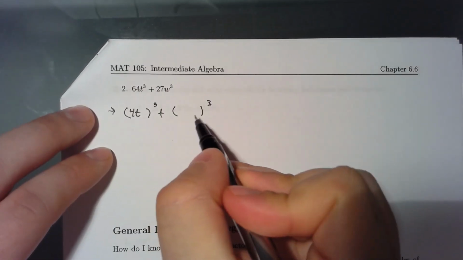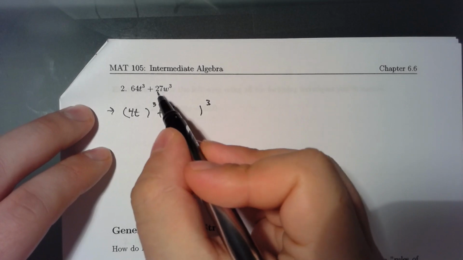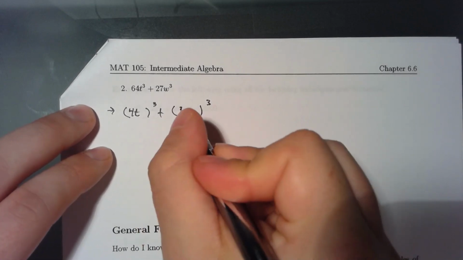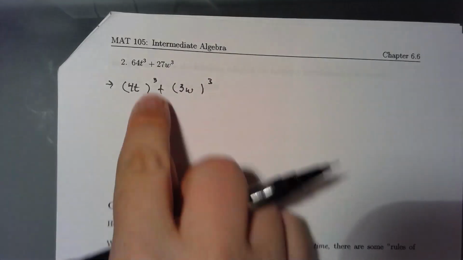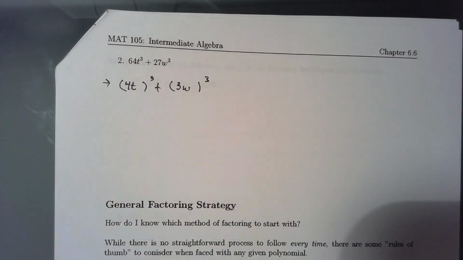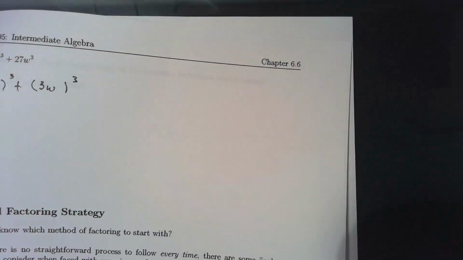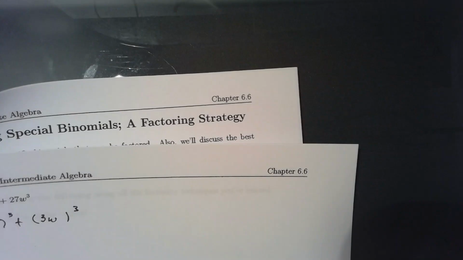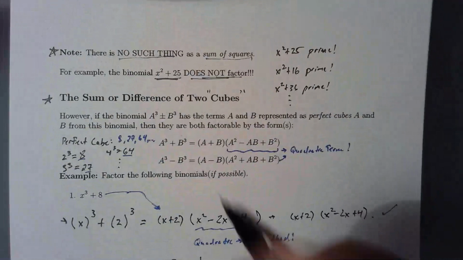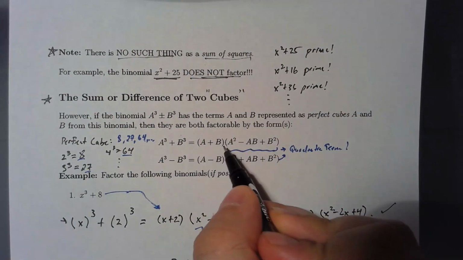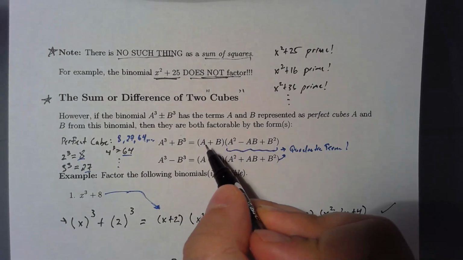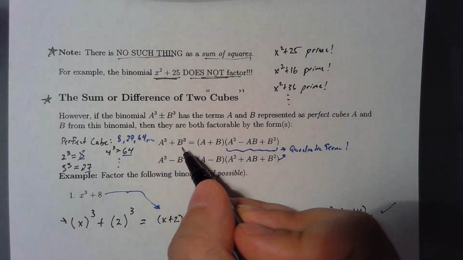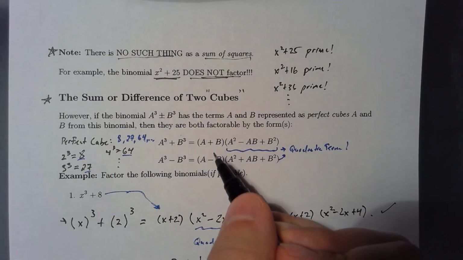Now what's this term? So 27 is a perfect cube. So 3 cubed gave me 27, and I have W. So my terms are my A is 4T and my B is 3W. So if you look back to the previous page, it's a sum of cubes, right? So it factors to be A plus B times A squared minus AB plus B squared. So my terms were 4T and 3W, so this will be 4T plus 3W.